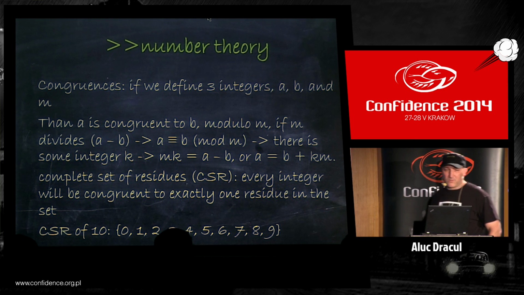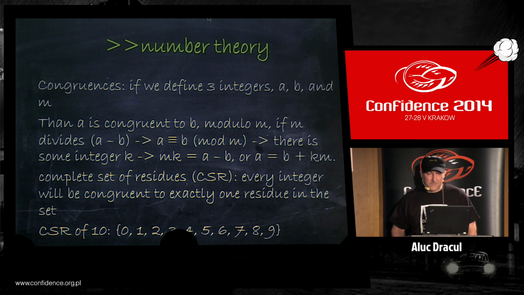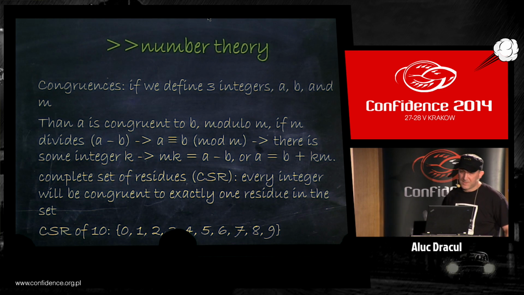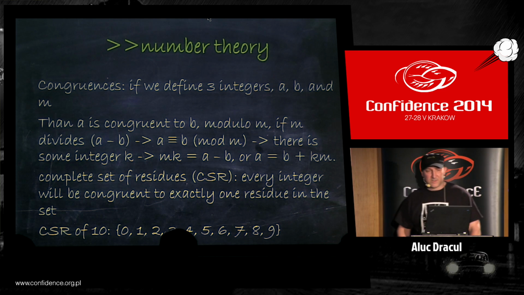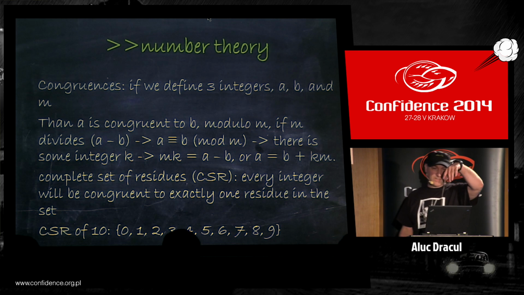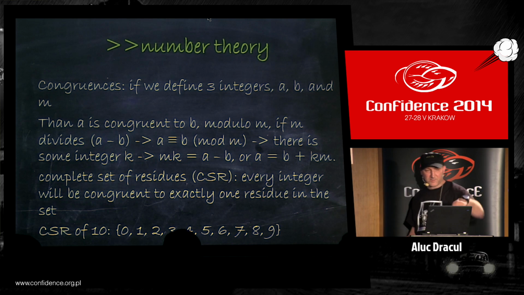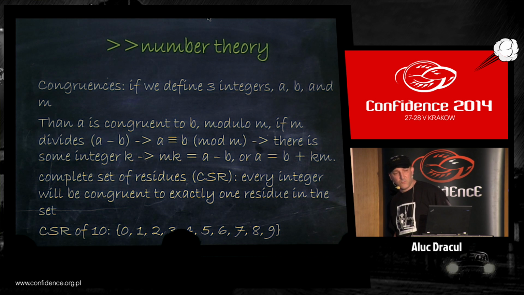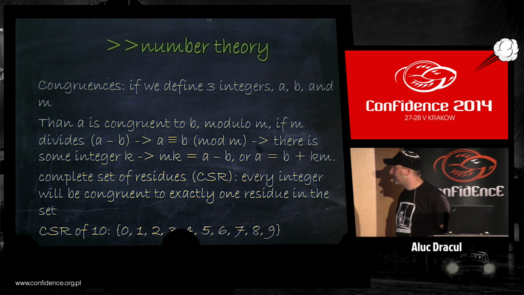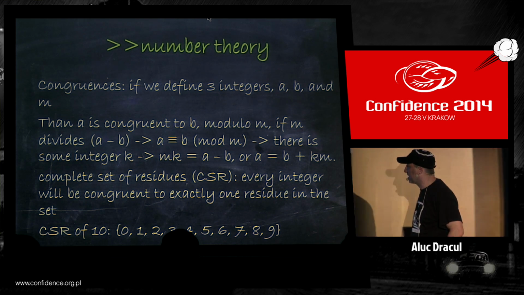We have congruence, where we define three integers a, b, and m. Then a is congruent to b modulo m if m divides a minus b. That is, there is an integer k such that mk equals a minus b, or a equals b plus km. If we look at the complete set of residues, in a little example, the CSR of 10 would be 0 to 9, right? So you have all the numbers which you need for your little 10 in there.